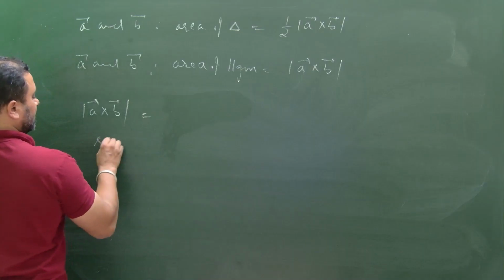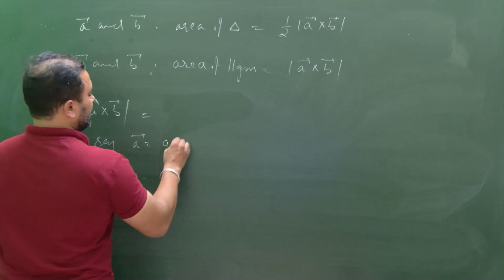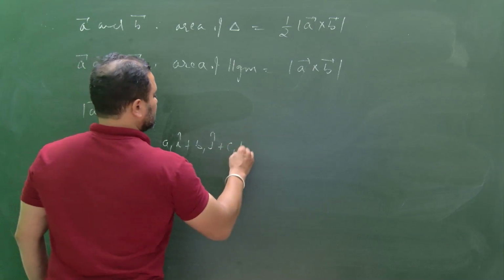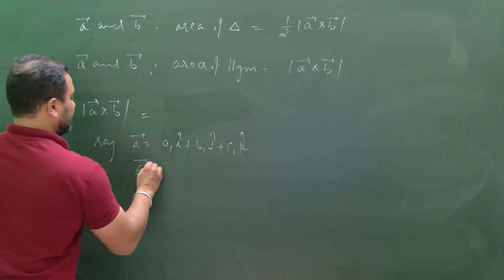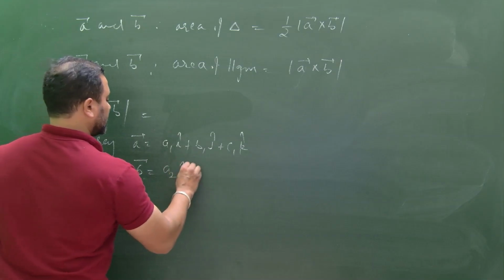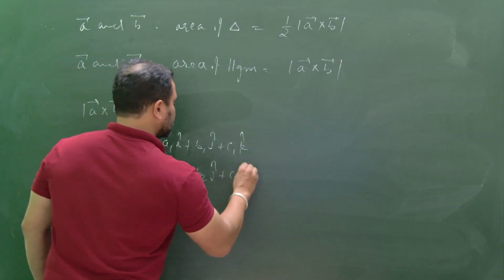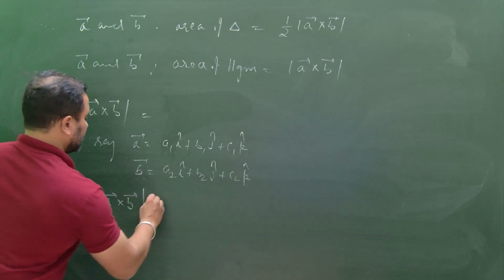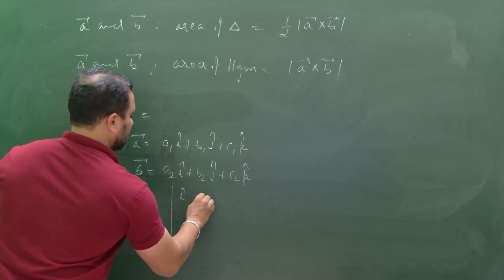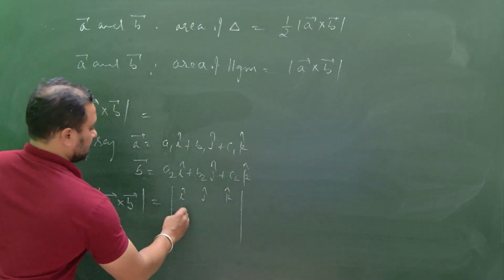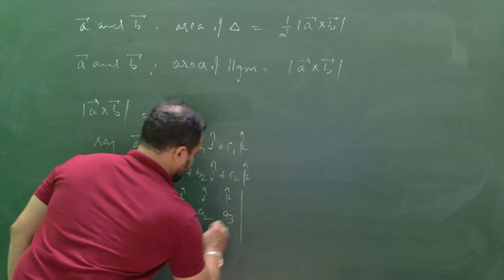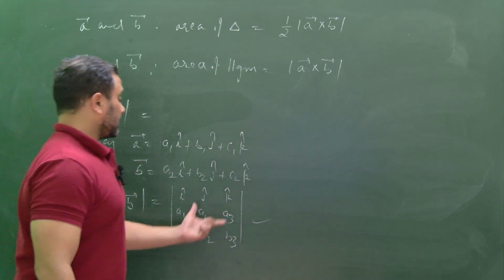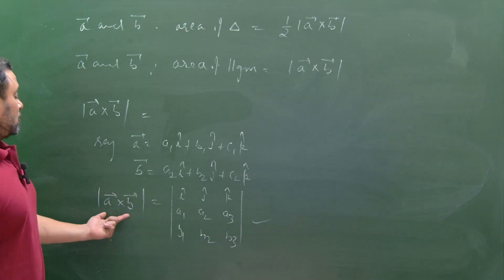Say if a vector is a1 i plus b1 j plus c1 k and b vector is a2 i plus b2 j plus c2 k, then a cross b is equal to the determinant of i j k, a1 a2 a3, b1 b2 b3. So this is the way हमें डिटर्मिनेंट बनाना होगा इन दो वेक्टर्स का.